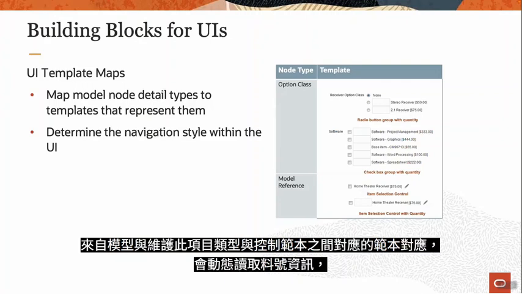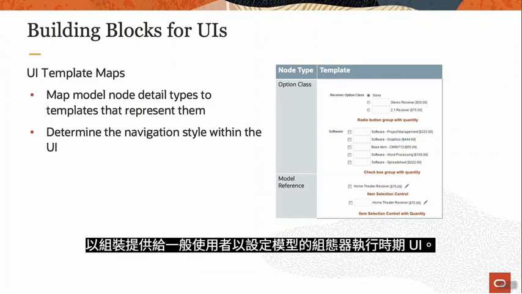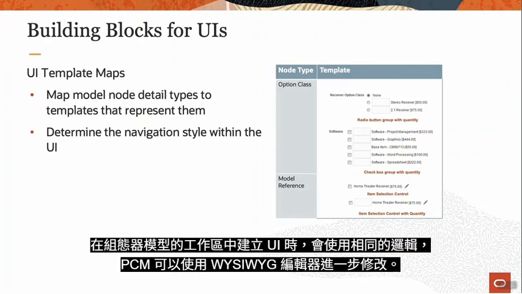The item information from the model and the template map that maintains the mapping between this item type and the control templates are read dynamically to assemble the configurator runtime UI that is presented to the end user to configure a model. The same logic is used when a UI is created in the configurator model's work area that the PCM can further modify by using a WYSIWYG editor.